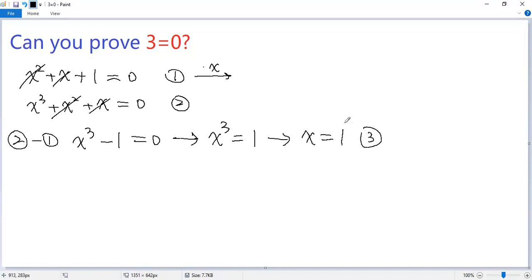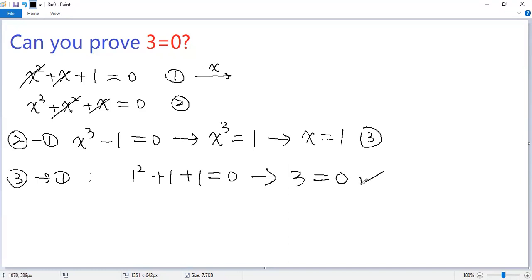Now substitute 3 into equation 1. So x squared becomes 1 squared, x becomes 1, and then 1 plus 1 plus 1 equals 0. That means 3 equals 0. We prove that. Do you see any problem?